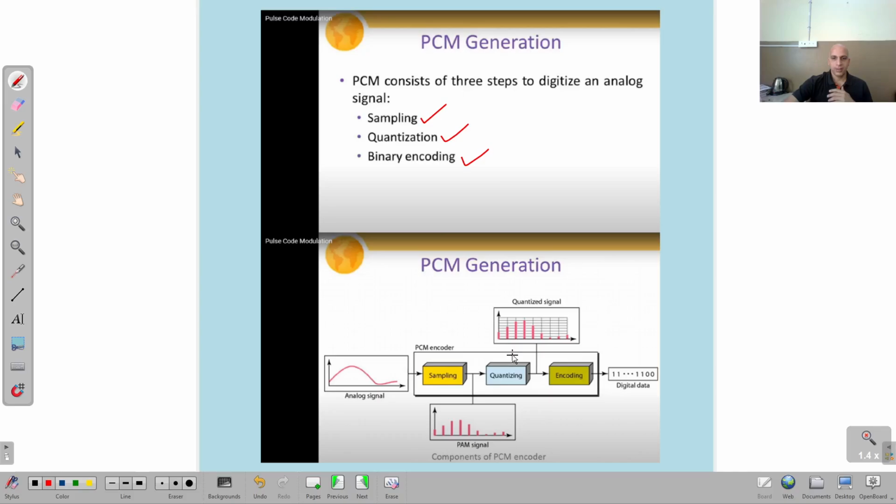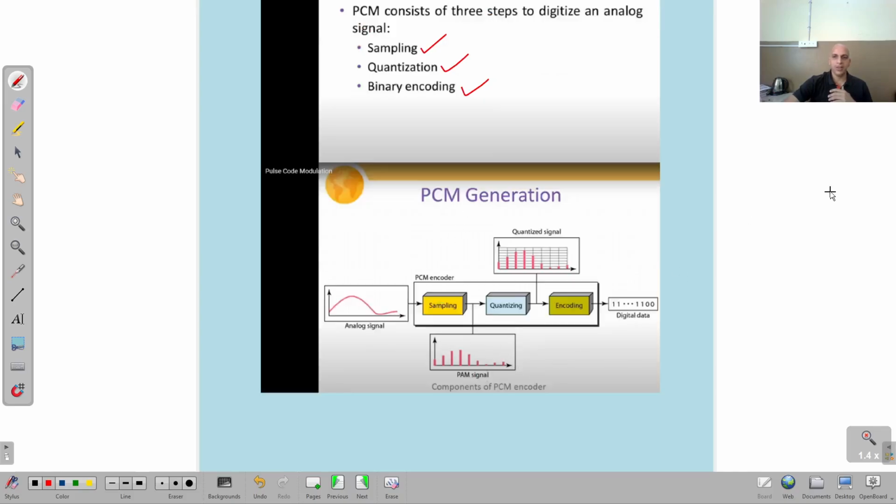You can see here a PCM generation. This is the original information, an analog signal. This analog signal is sampled first by the sampler, then it is quantized, and after that it is encoded, and when I encode this signal, this is the resulting output. This is now a digital signal that is ready for transmission, right? So you can see here the different steps.